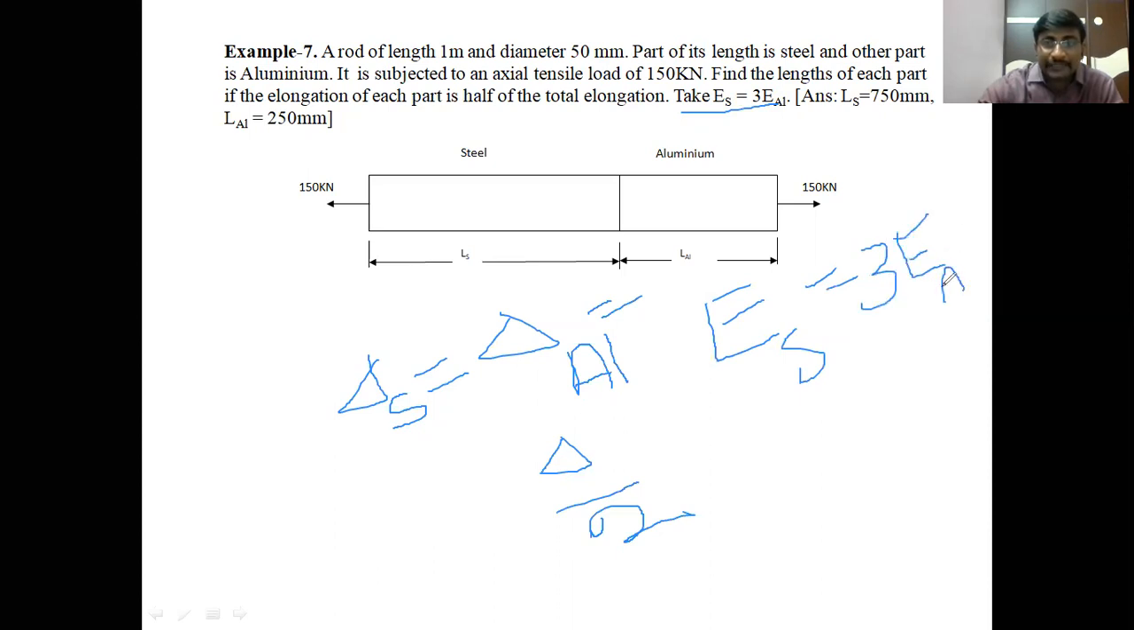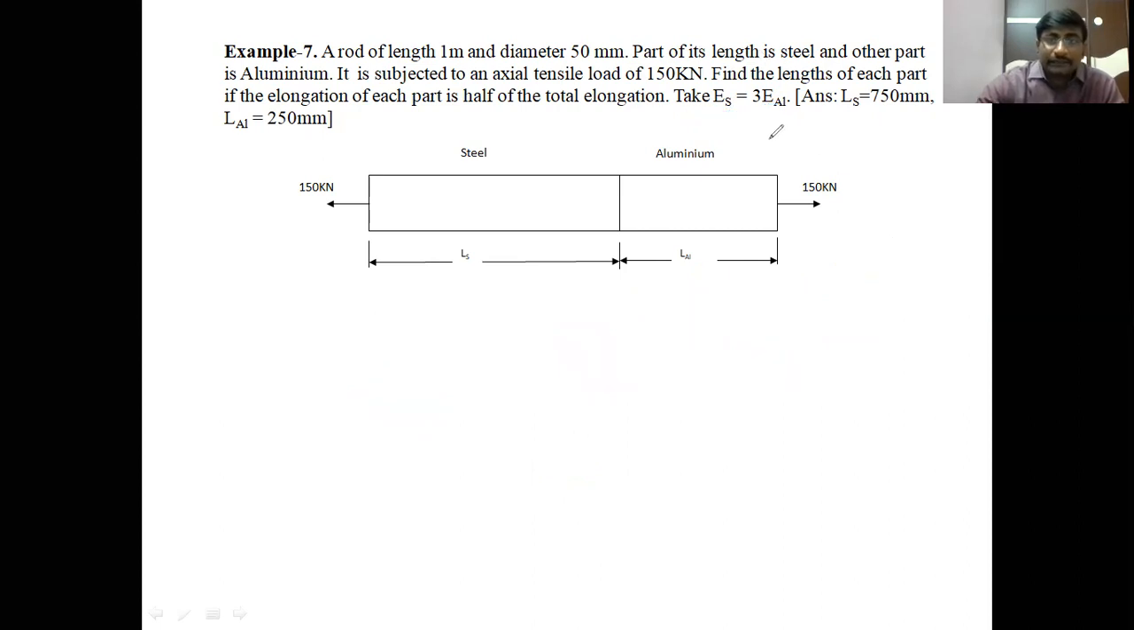E indirectly represents to us, if the E value is more for a particular material, that material is strong. Out of these two materials, steel and aluminium, which one is the strong one? Young's modulus for steel is more than that for aluminium, because it is 3 times the Young's modulus for aluminium. Therefore, steel is stronger than aluminium. Clear?